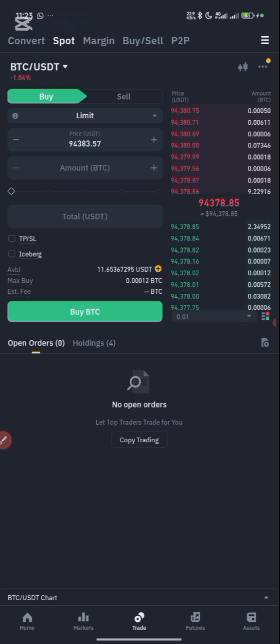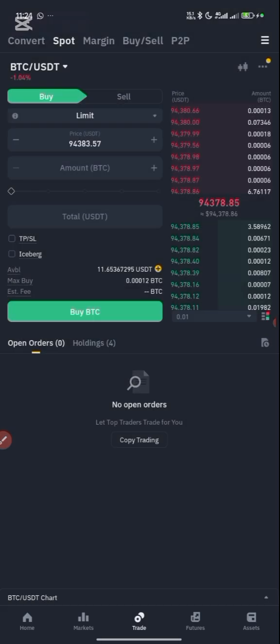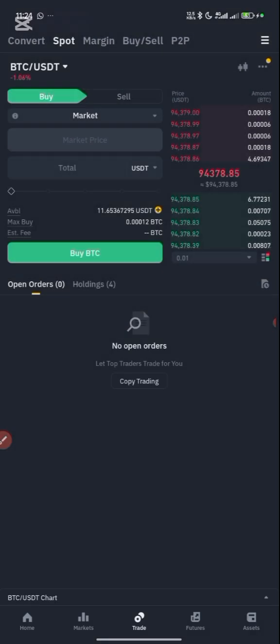So assuming you want to buy now, as you can see here, we have limit, market, stop limit, stop market, trailing stop, OCO, algo order. But the two main functions that we use here are limit and market. Let me give you an example. Assuming the person that gives you the signal said you should buy the coin at CMP, that means current market price. That means it's telling you to buy it now. So you just switch to market. That's it.